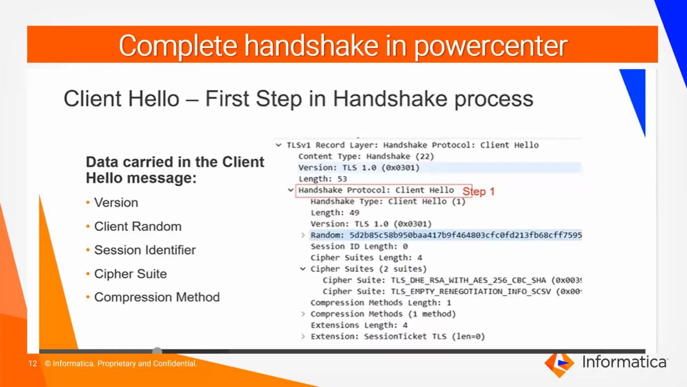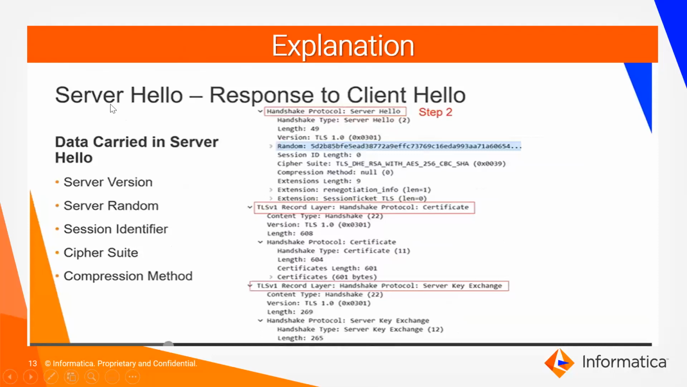If you see here, first is client hello, the first step in the handshake process. The information it sends is version, client random, session identifier, cipher suite, and compression method. This is step one. The second one, the server will also say hello, as I said previously. The server will transfer its certificate. What is a certificate? As I said previously, the certificate contains the public key. It will transfer the public key to the client.